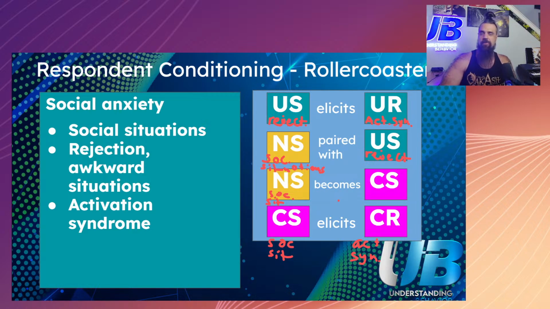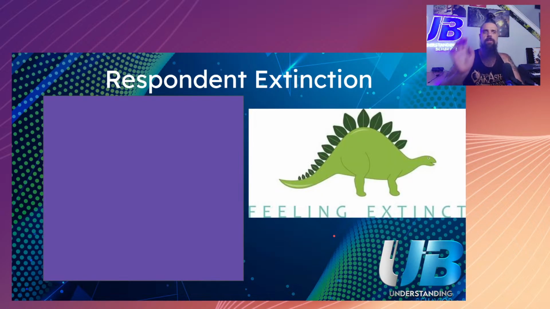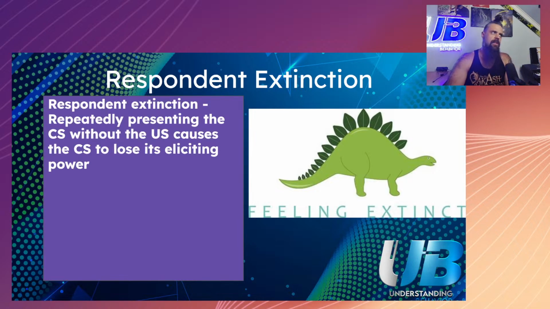So yeah, we talked about social anxiety and how that forms. Again, when social situations are paired with rejection, the social situations start eliciting that fear response, and now you're going to fear and avoid those social situations more frequently. All right. Groovy. We'll do one more diagram. Actually, no, we'll talk about respondent extinction first, and then we'll talk about one more diagram.